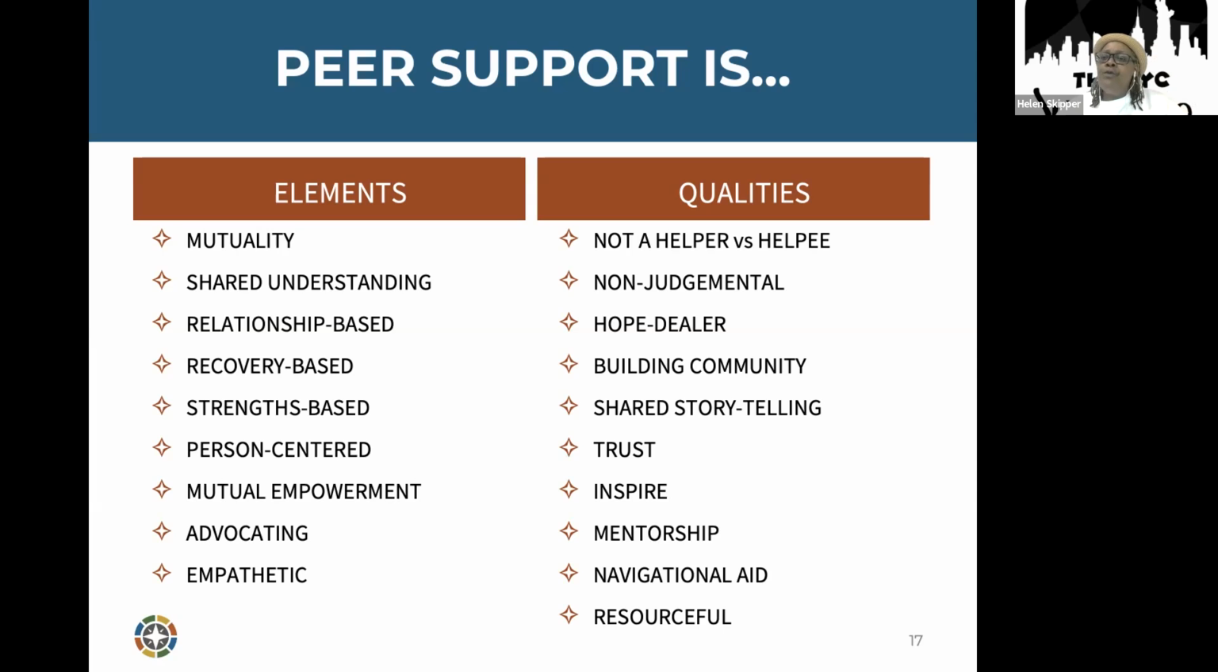We build community because of the relationship building. It is shared storytelling. Now, note, shared storytelling is not uplifting what we did out on the street. It's not glorifying, but it's shared storytelling of how we made it through the fire, how we fought that good fight, and how we are still standing.